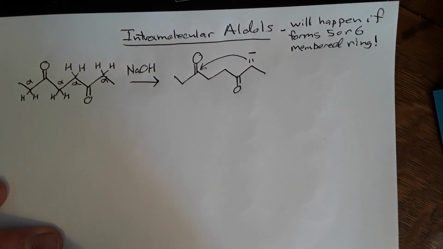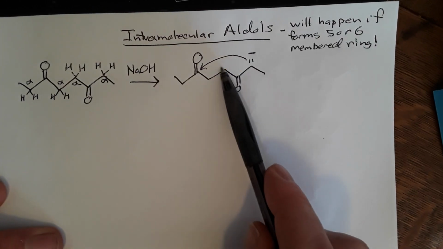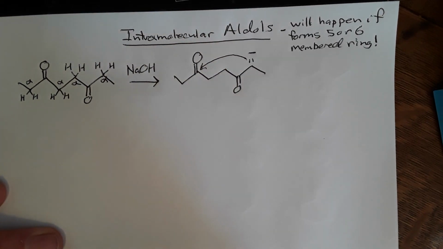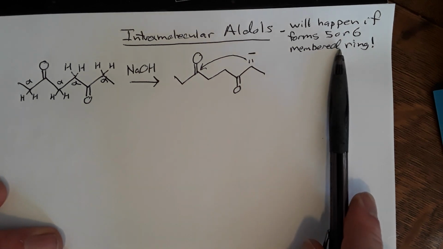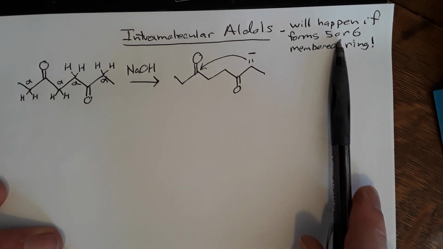How many members would be in the ring? 1, 2, 3, 4, 5-membered ring. And this is what you need to keep in mind, and this is what I told you on the puzzle last week: if it can form a 5 or 6-membered ring, it will. If it would form a 4 or 3-membered ring or 7 or 8-membered ring, it wouldn't. And this is a rate thing.